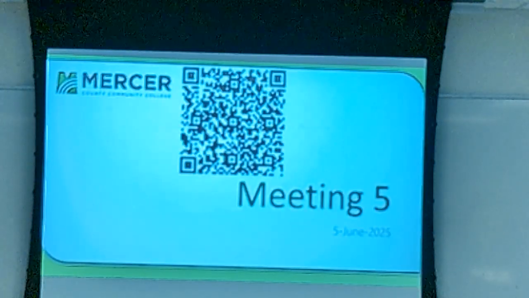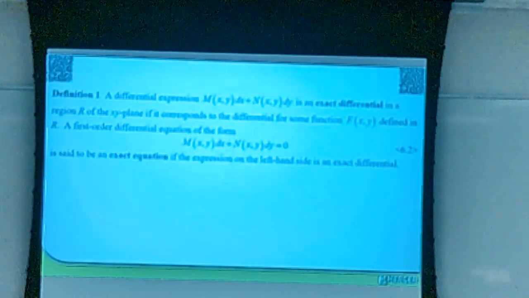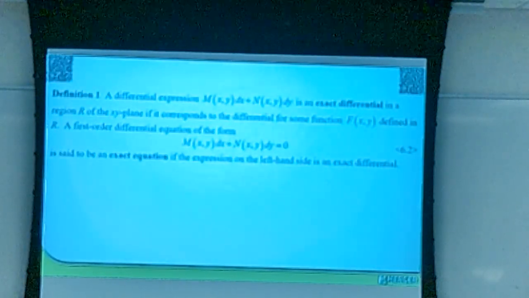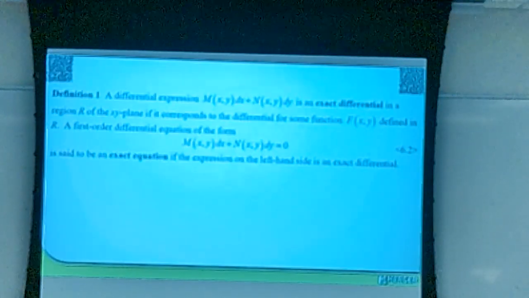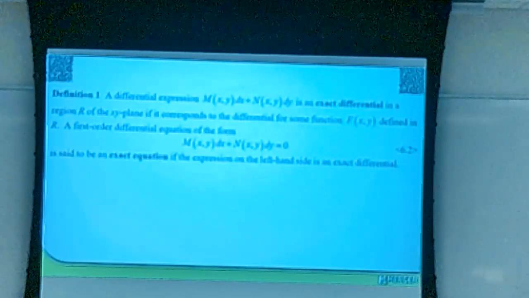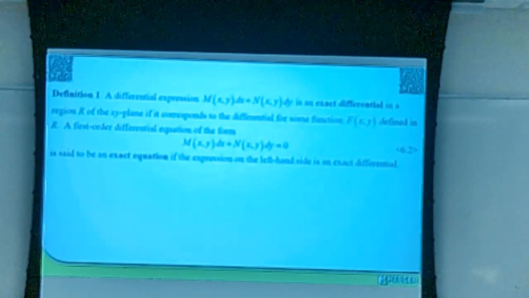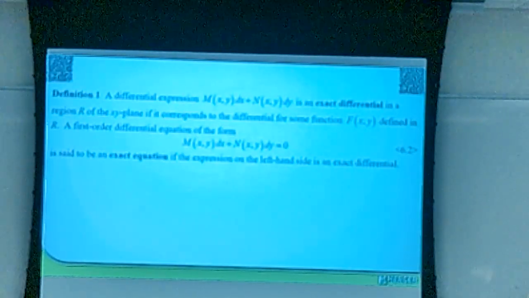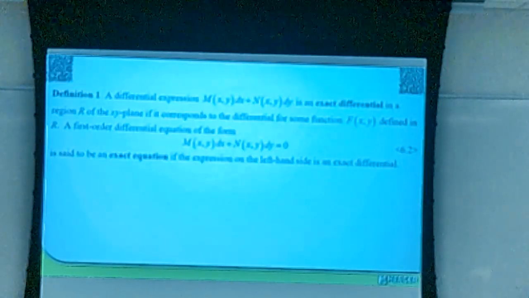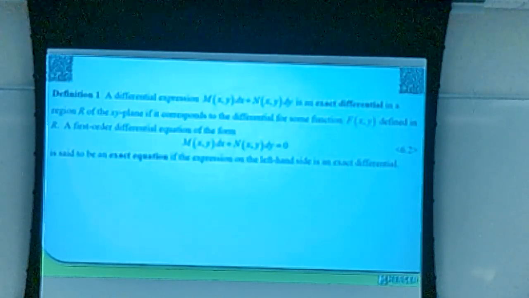Last time, I finished up linear and we did separable. Today's is exact. This is where you need Calc 3. So it's going to be of the form M of x,y dx plus N of x,y dy. That's a differential expression. The equation will generally then have to equal 0.